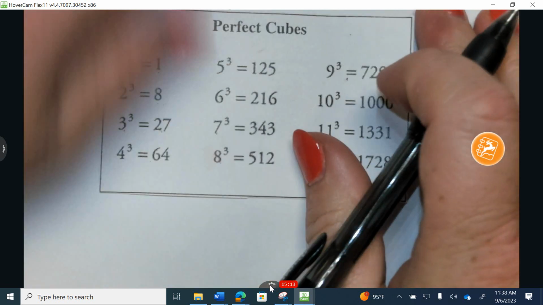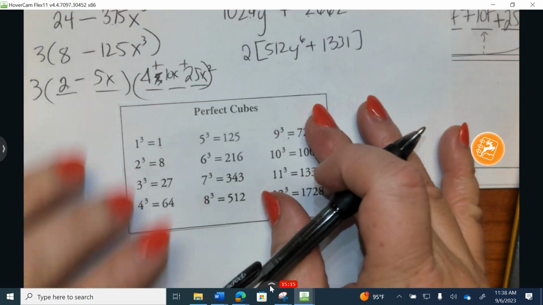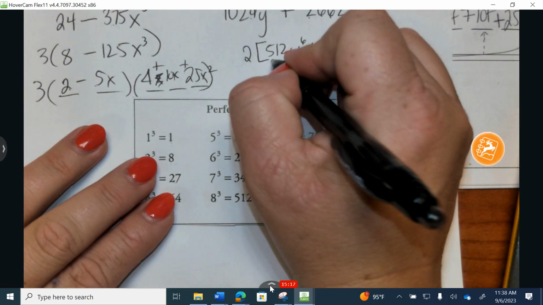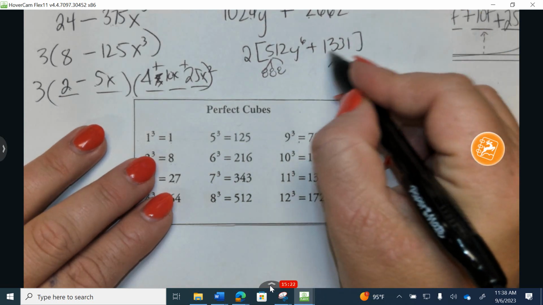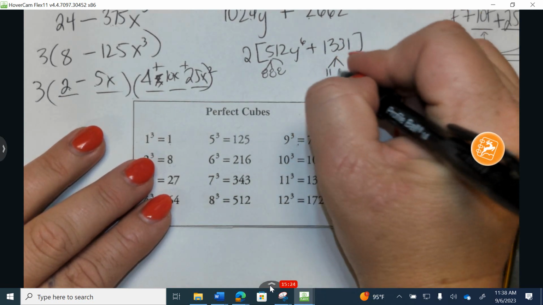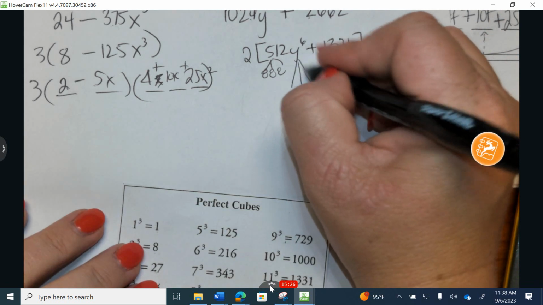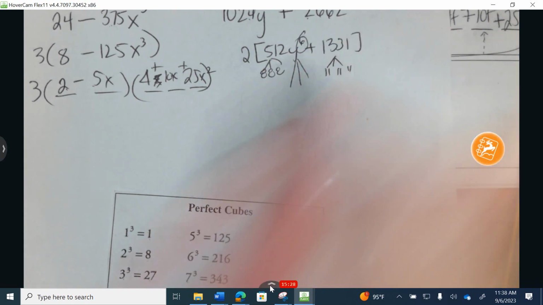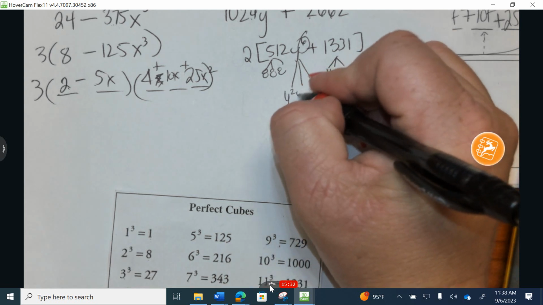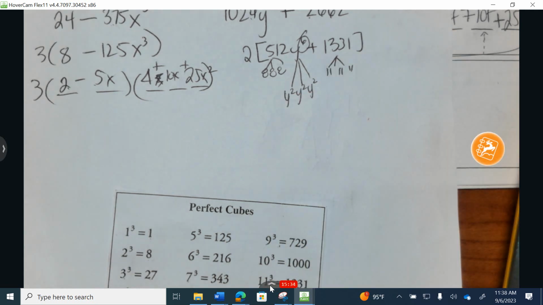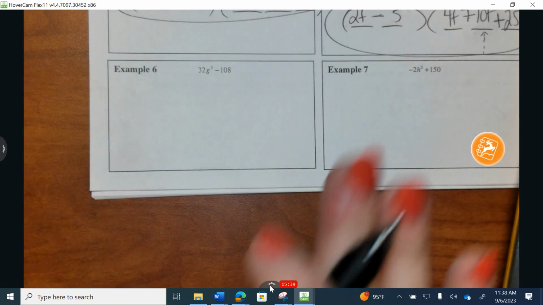So if I'm going to break this apart, 512 breaks into 8, 8, and 8. I can do that. 1,331 breaks into 11s. What does this break into? Tell your partner, what does this part break into? Y squared, y squared, and y squared. Because 6 divided by 3 is 2, and I can move forward with this problem. You got to know that to do this problem.